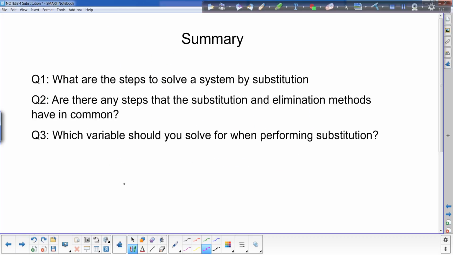Alright, your summary question. What are the steps to solving a system by substitution? So think about this one. What kind of steps would you use? Go ahead and write these down somewhere. Are there any steps that are similar in substitution and elimination? And which variable should you solve for in your first step when performing substitution?